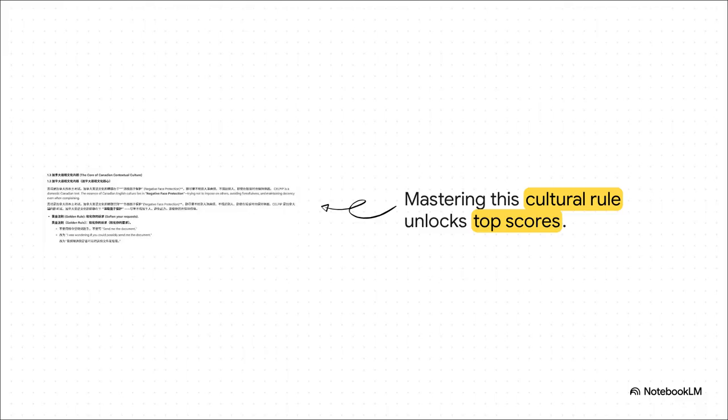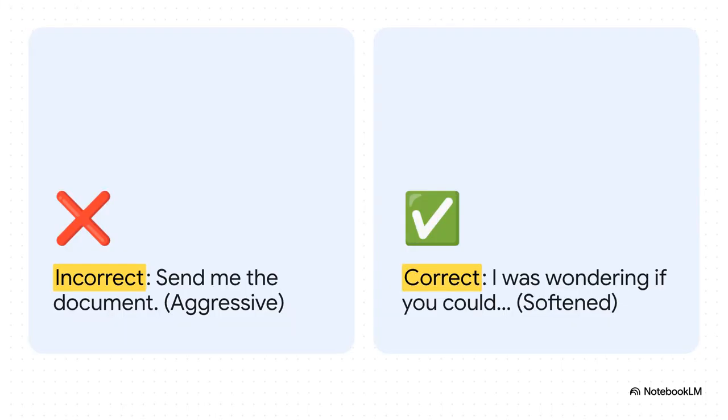Mastering this specific cultural rule is exactly how you unlock those top scores. Graders are specifically looking to see if you understand this nuance. It's not just about what big words you know, it's about how respectfully you wield them within a Canadian context. So what you really should take away from this is the golden rule. Soften your requests, or 软化你的诉求. Soften your demands. Never start with a harsh, directive verb.